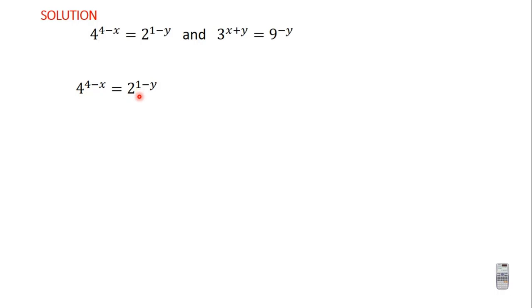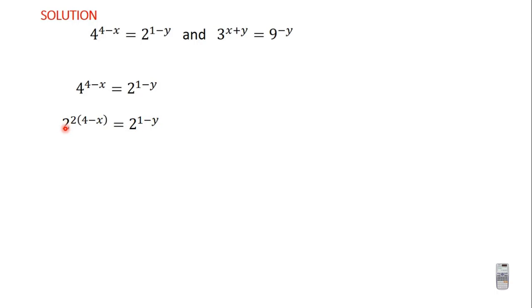The base on the right hand side will also be 2, so we can equate the exponents. 4 is the same as 2 exponent 2. Don't forget that we already have 4 minus x here, which is a binomial. So if 2 is multiplying a binomial, you put the binomial in a bracket. So we have 2 exponent 2 into bracket 4 minus x is equal to 2 exponent 1 minus y.